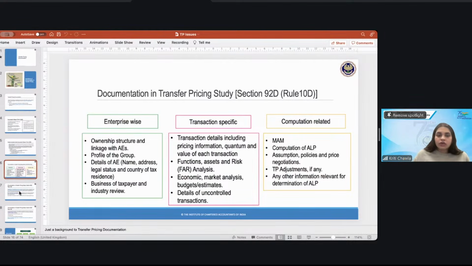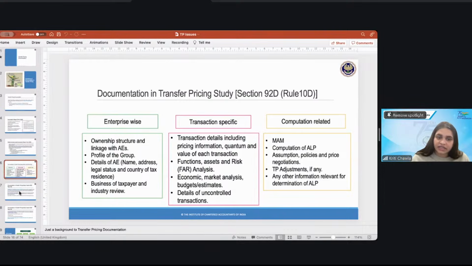So, looking at a TP study which has to be maintained, it talks first about the ownership structure. So you will give details with respect to the taxpayer. Then you will talk about the associated entities of the taxpayer. What is the business of the taxpayer, where it is located? What is the business of the associated entities? Where are those located? And how are they related? Under which instance are they related?